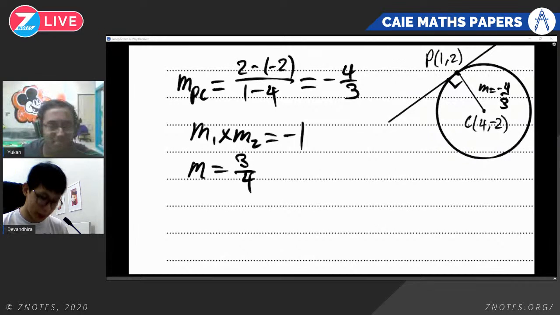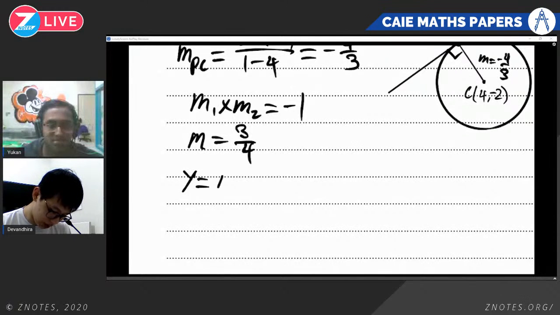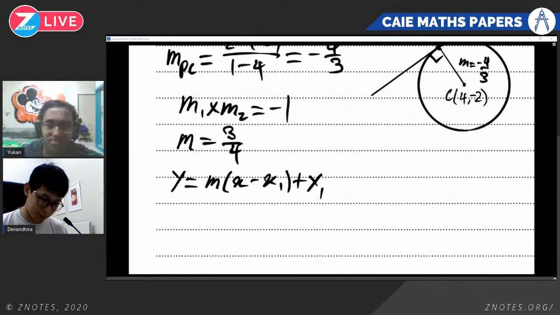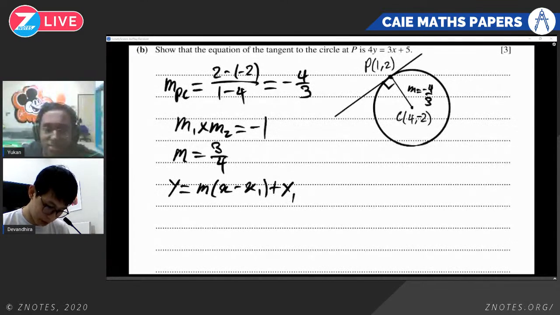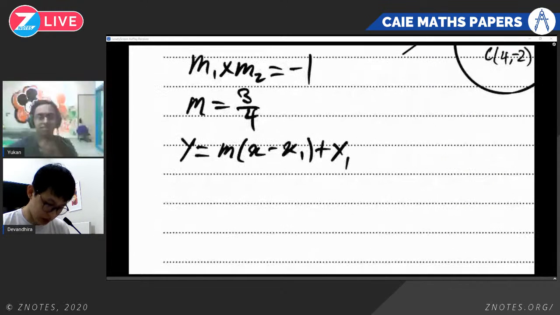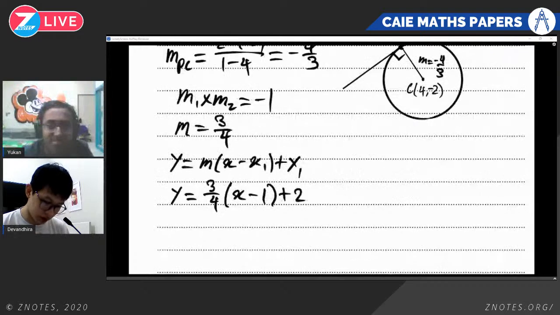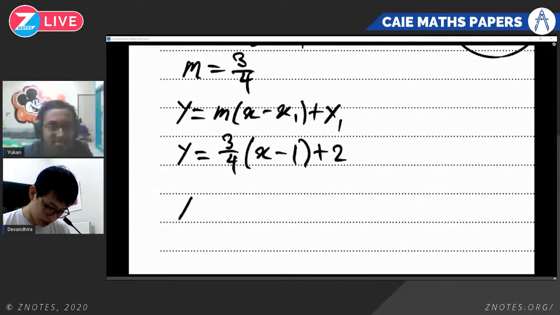Yep. Now, let's use this formula: y is equal to m times x minus x1 plus y1. So what's x1 and y1 again? We can just use the point 1, 2. Exactly. So y is 3 over 4, x minus 1, plus 2, right? Then we can just expand it. Actually, I'm just going to multiply 4 by both sides. We have 4y, so 3x minus 3 plus 2.